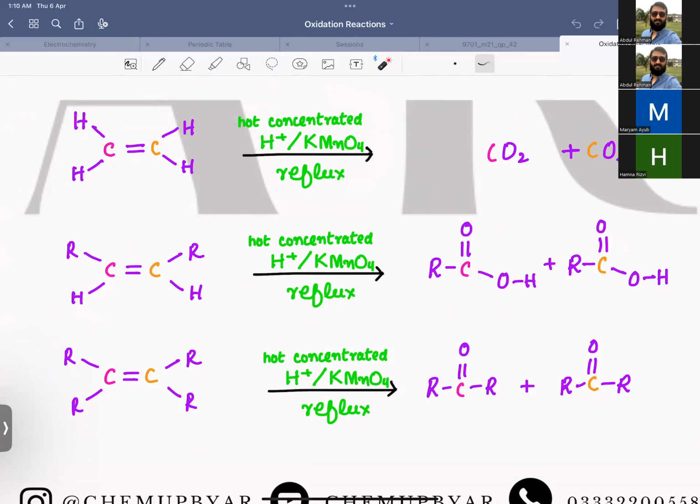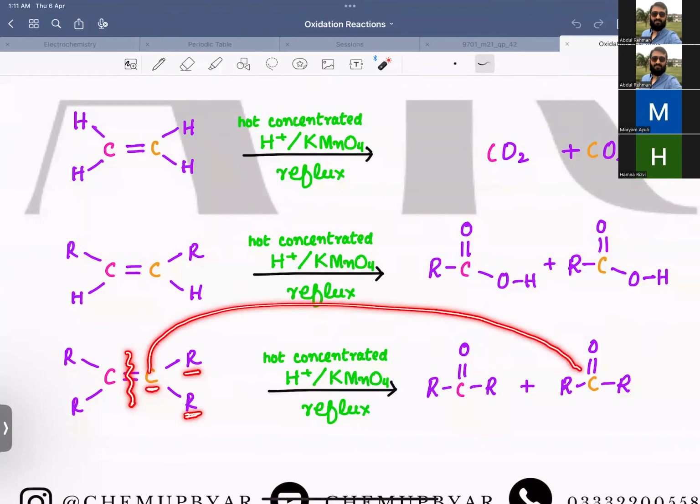See over here, if the double bond is broken down and the carbon which had the double bond has just two hydrogens, that carbon is converted into carbon dioxide. If the double bond is broken down and the carbon which had the double bond is bonded to a carbon chain and a hydrogen, that carbon forms carboxylic acid. If the double bond is broken down and the carbon which had the double bond is bonded to two carbon chains, then that carbon is converted into a ketone.